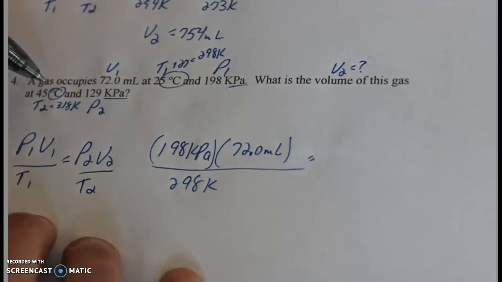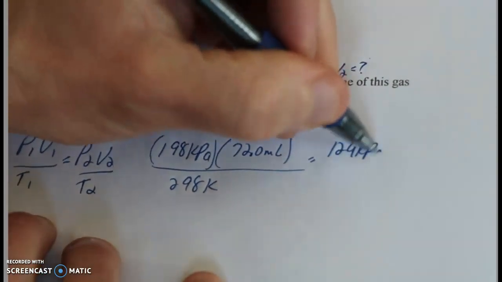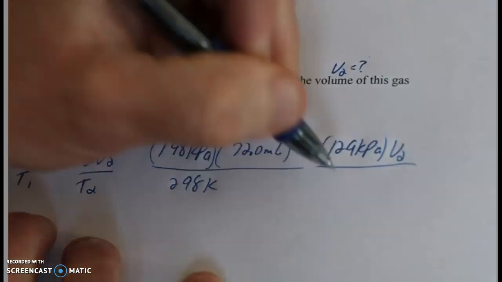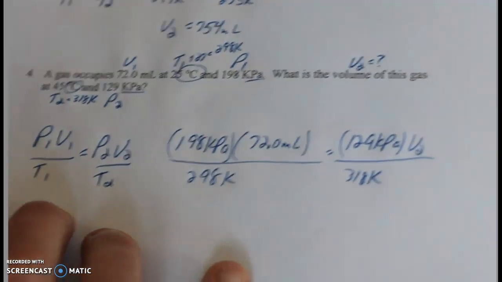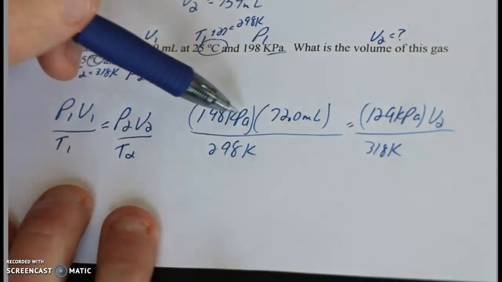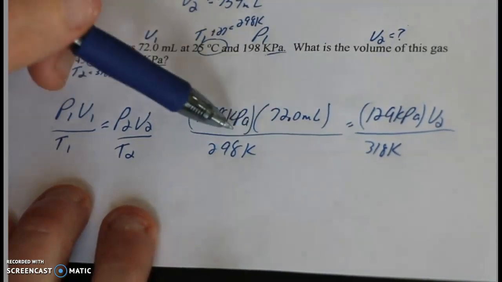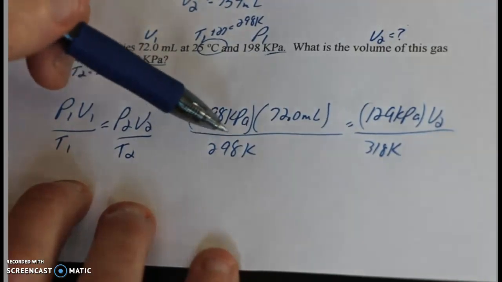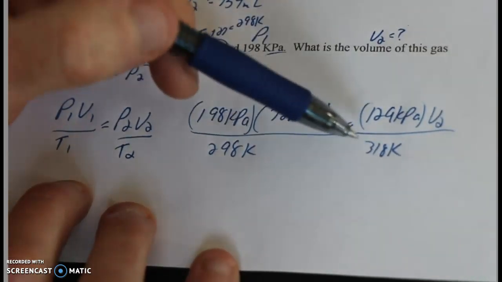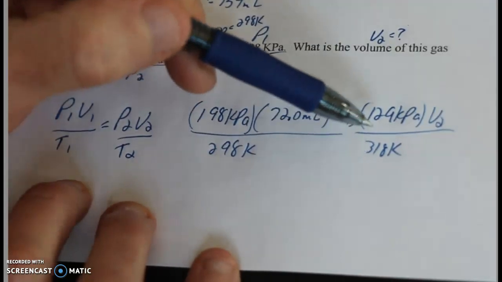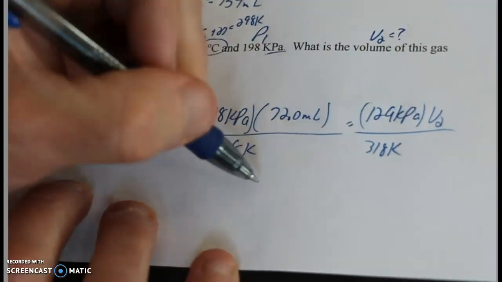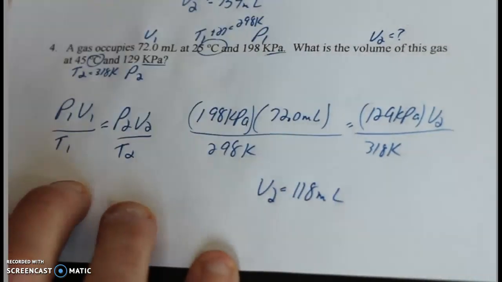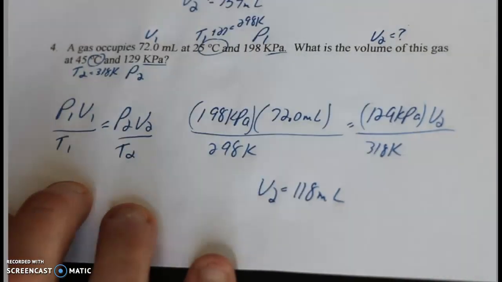For P2, I have 129 kilopascals. I'm solving for V2, and T2 is 318 Kelvin. So now what I would do on the calculator, again, since I have all the variables on the left, I would get this answer first: 198 times 72 divided by 298. Get an answer on the calculator. Then multiply by 318 and divide by 129 kilopascals, and that's going to give you your V2 of 118 milliliters. All right, so that was problem number 4.